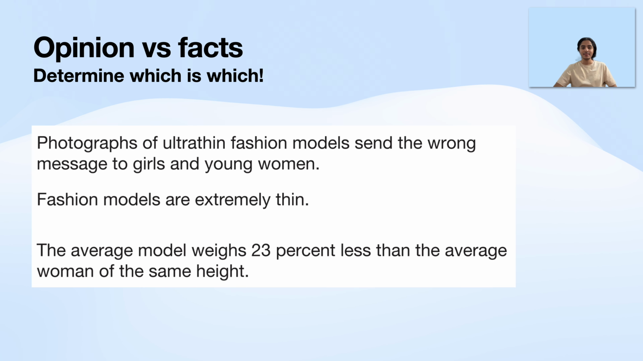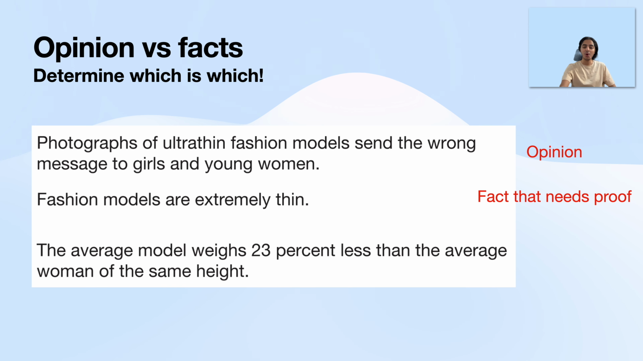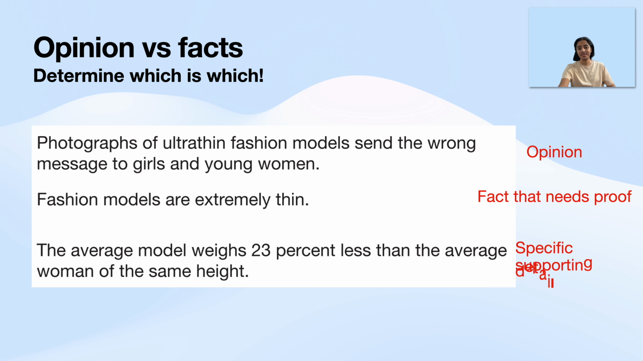Opinion versus facts, determine which is which. Photographs of ultra-thin fashion models send the wrong message to girls and young women. That's certainly an opinion. Fashion models are extremely thin. It's closer to fact, but it needs proof. It needs more nuance. It is too general. The average model weighs 23% less than the average woman of the same height. It is a specific supporting detail. It is not a fact or claim. It is a sentence that can work in your argument.